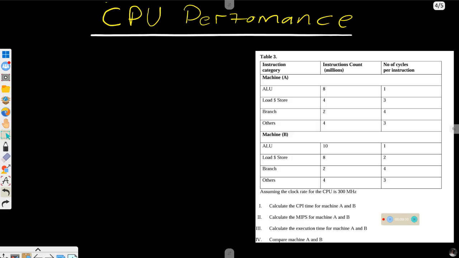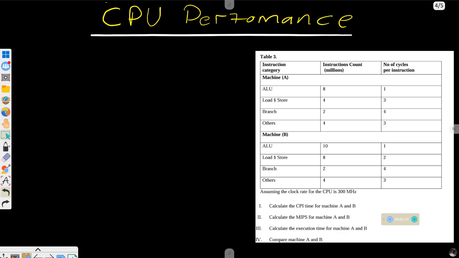So these are two machines or two computers. Now we need to calculate the CPI for the machine. There's a mistake here because I think they just wrote CPI time. No, they meant CPI for machine A and also B. We must calculate the MIPS for machine A and B, and calculate execution time for A and B. After that we compare. That is one of the main aspects of studying CPU performance, so that we can compare the performance of two computers.